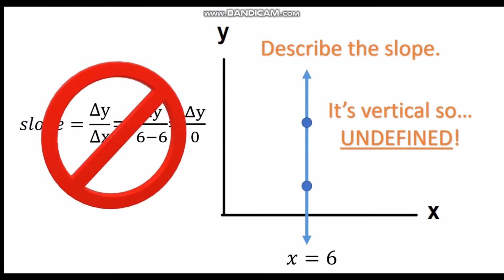So when we have a situation where we have 2 points that are going vertical like this slope, we would say it's undefined. It doesn't make sense to talk about slope for this example here, because it would lead to division by 0 for that exact reason.